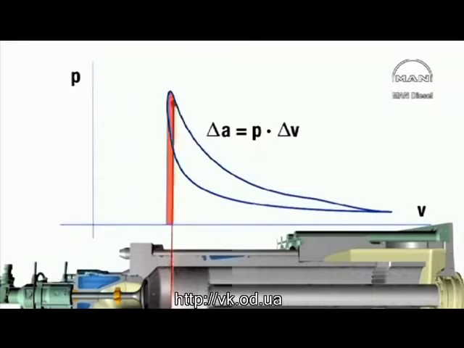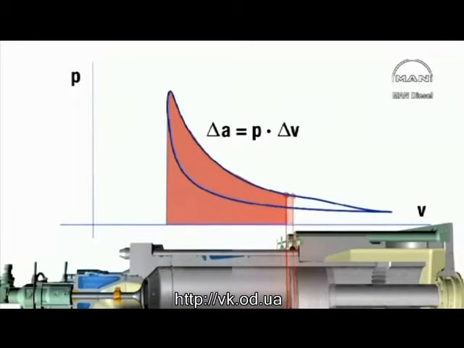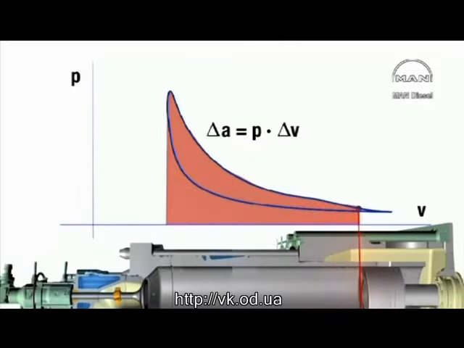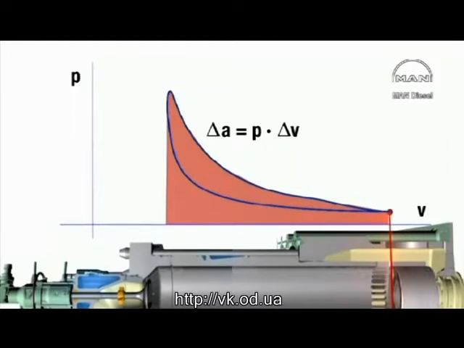During the expansion, the piston pressure acts in the same direction as the piston's moving, so the piston receives an amount of work. And it'll be seen in the same manner as before, that the amount of work received is represented by the area below the expansion curve.